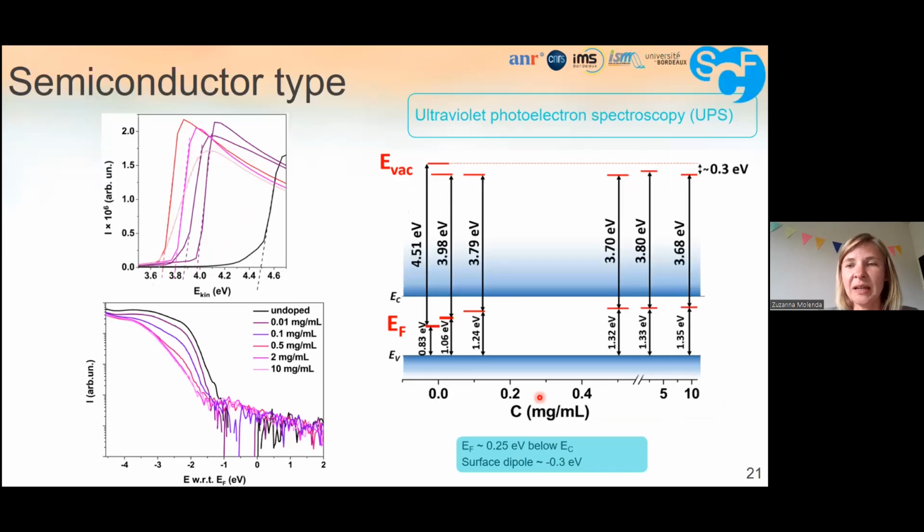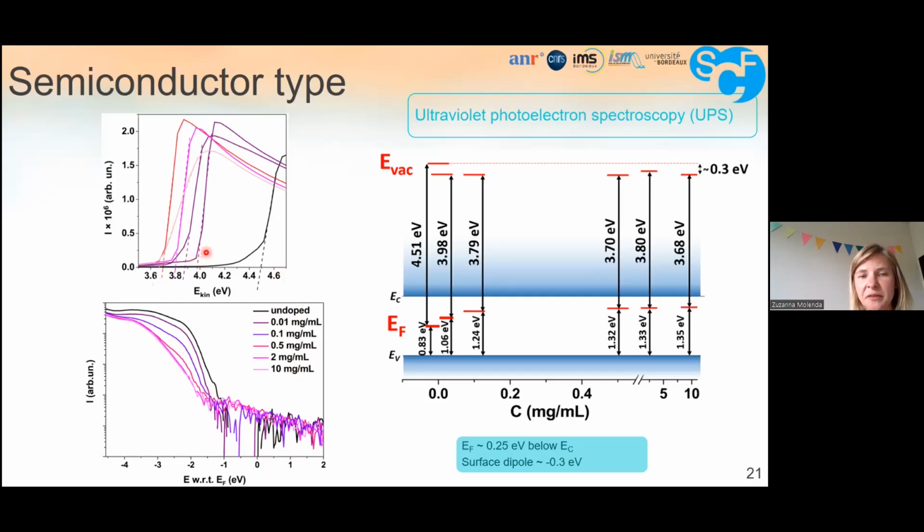Yes. So now one of the most interesting parts, the investigation of the semiconductor type, which can be typically done using UPS. And from the onset of the UPS spectrum, we can find the work function. And here we can see that the work function decreases with the doping concentration. However, we have to remember that just the decrease of the work function doesn't necessarily mean N-type doping. To ensure this, we have to take a look at the valence band region. And in this case, we can observe that the absolute value of the energy with respect to the Fermi level increases with the doping concentration.